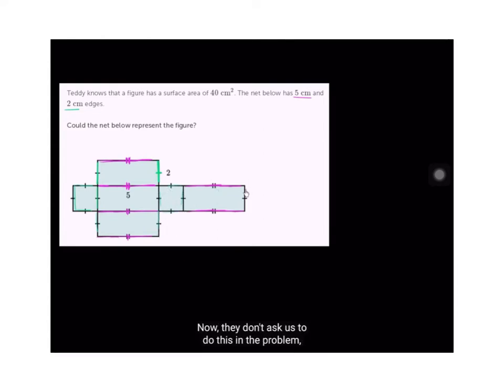Now they don't ask us to do this in the problem, but it's always fun to start with a net like this and try to visualize the polyhedron that it actually represents. And it looks pretty clear this is going to be a rectangular prism, but let's actually draw it. So if we were to, we're going to fold this in, we're going to fold this that way. This will be, you could view this as our base right over here. We're going to fold this in, we're going to fold that up, and then this is going to be our top. This is the top right over here.